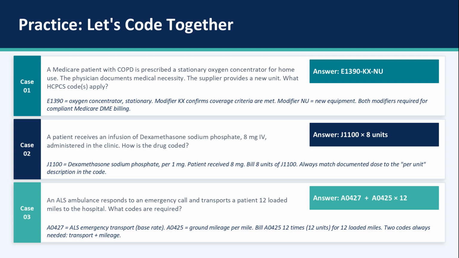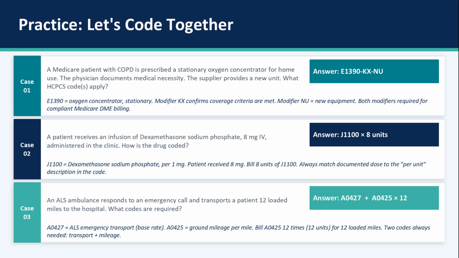Case 3. An ALS ambulance responds to an emergency, picks up a patient, and transports them 12 loaded miles to the hospital. We need 2 codes here, always. First, the transport level. ALS emergency transport is A0427. Second, mileage. A0425 is the ground mileage code, billed per loaded mile. 12 miles means 12 units of A0425. Final answer, A0427 plus A0425 times 12 units.